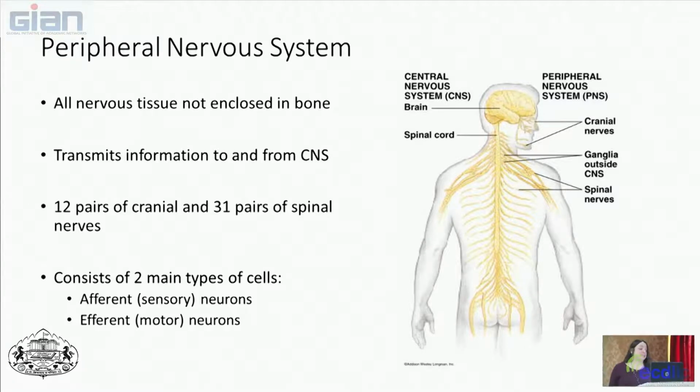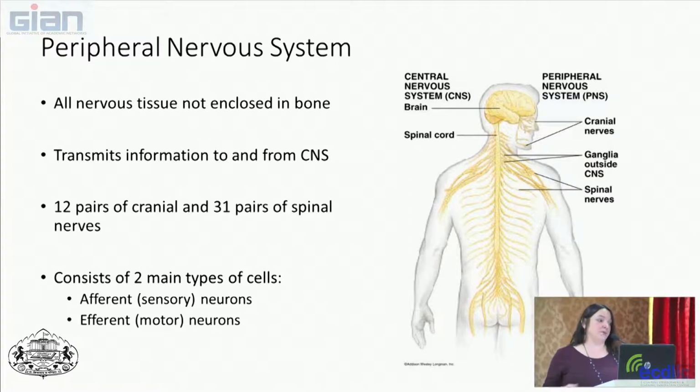There are 2 main types of cells in the peripheral nervous system. There are the afferent cells, which are the sensory cells. These cells carry information from the outside to the nervous system. And the efferent neurons are basically the motor neurons. So these are the signals that the central nervous system sends out to the body. So it's sort of like the efferent goes out, the afferent comes in.